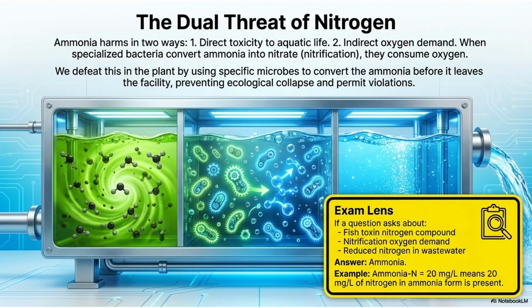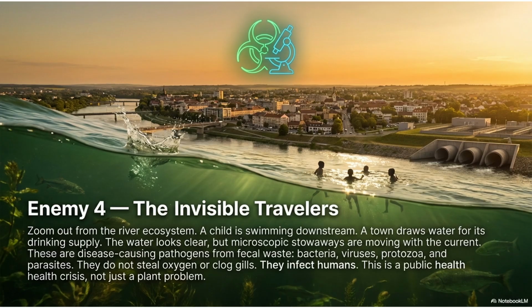Now we have three invisible enemies. BOD steals oxygen, TSS blocks light, ammonia poisons and consumes oxygen during conversion. But there is one more threat, one that does not always kill fish first, one that attacks humans, one that spreads through swimming, irrigation, and drinking water. Let's talk about pathogens.